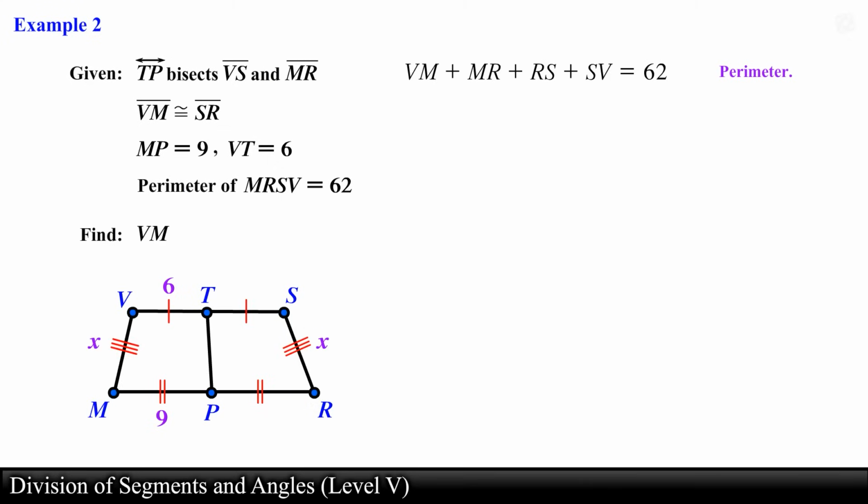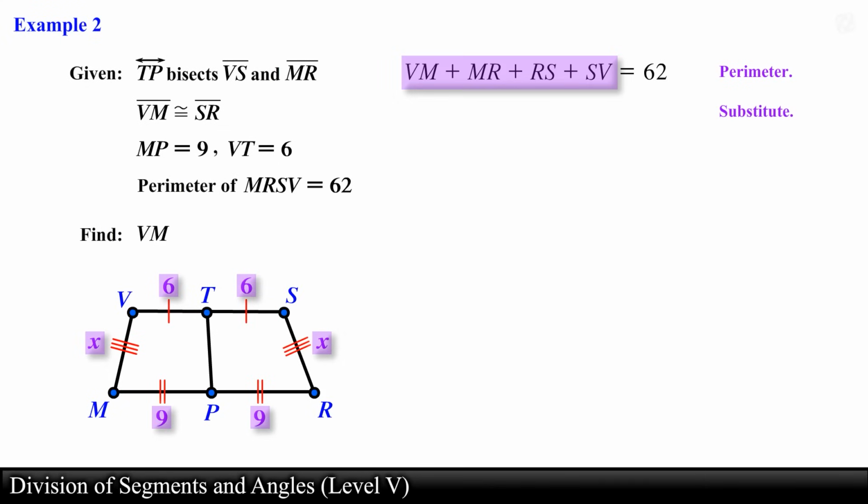We also know that the length of segment PR is equal to 9, since it is congruent to segment MP. Similarly, we also know that the length of segment TS is equal to 6, since it is congruent to segment VT. Now we can take all of these measurements and substitute them into our perimeter expression.